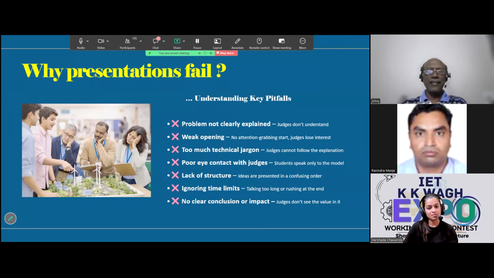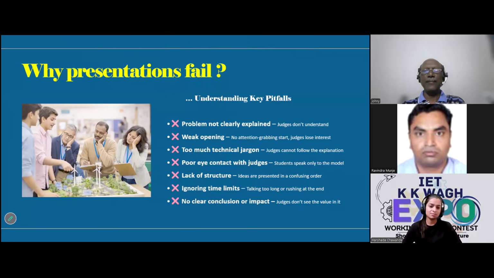Before we make the project successful or the presentation successful, let's understand why many of our presentations fail. There are many things which make presentations fail. The first thing is, especially when you present your project to the judges, you are not able to explain the problem first. The judges just could not understand. And you are starting with a very opening, no attention grabbing start. Judges lose interest in the beginning itself.